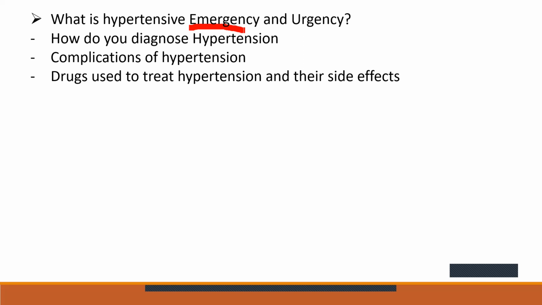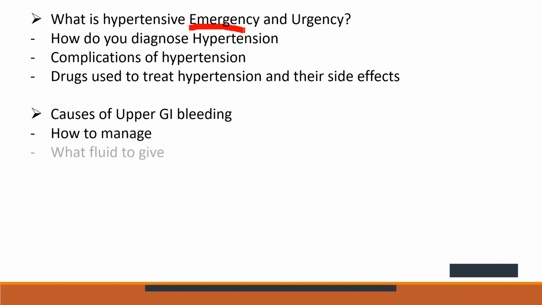Now, what are the drugs that you can use to treat hypertension and their side effects? Again, I remember I was given a question like this, all right? And I want to mention furosemide in the next thing. What are the possible side effects of furosemide? All right. Causes of upper GI bleeding. Again, another high yield question. GI bleeding, very, very common. All right. So how do you manage it? What fluid are you going to give?